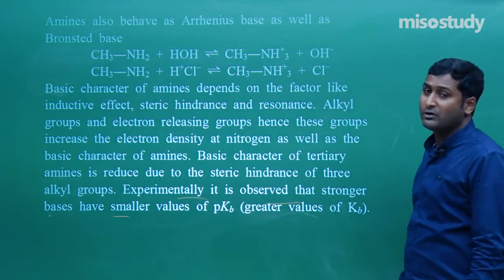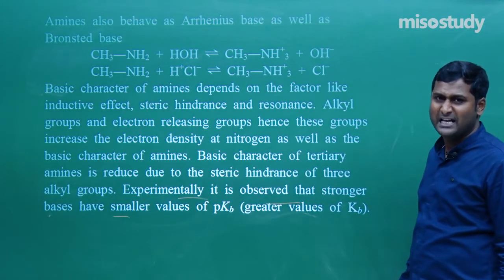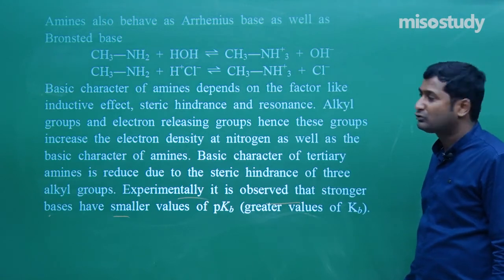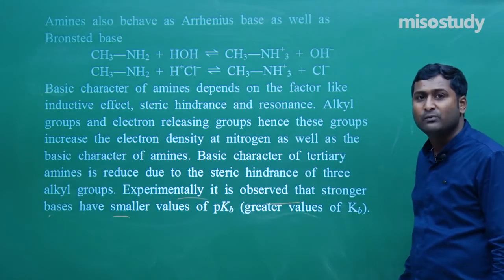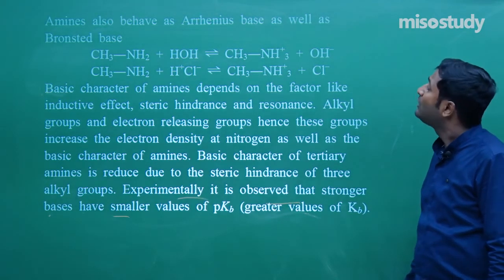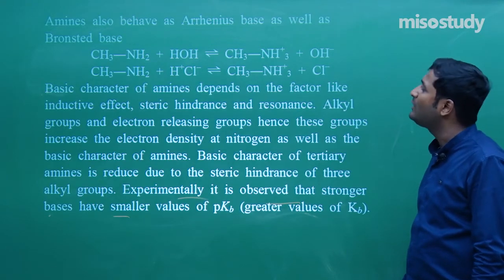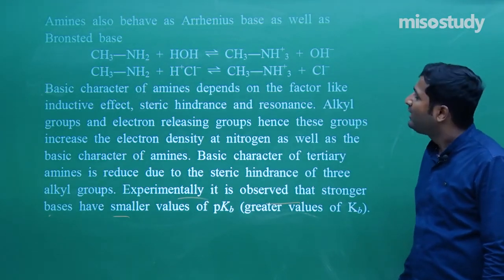Arrhenius bases and Bronsted bases. Bases are those which accept H plus ions, or according to Bronsted, bases are those which accept protons. Look at the reaction, you can easily find it out. They act as Bronsted bases.